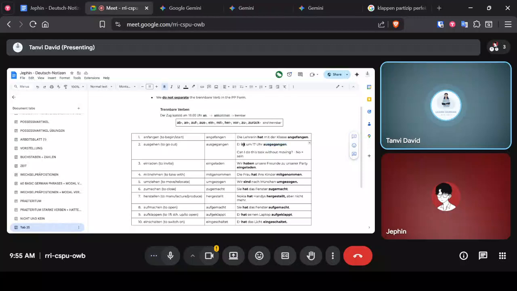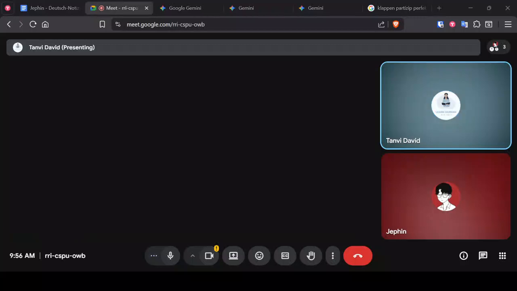Er ist um 17 Uhr ausgegangen. Here we are using ist because this is a verb of movement. Ausgehen, to go out. So you ask yourself, can I do this task without moving? No, I can't. If I have to go out, I obviously have to move. So I'll use sein. Here, similarly with umziehen also. Umziehen means to move or to relocate. Obviously, you're moving. So we'll say, wir sind nach München umgezogen.